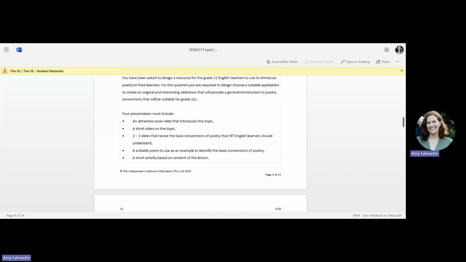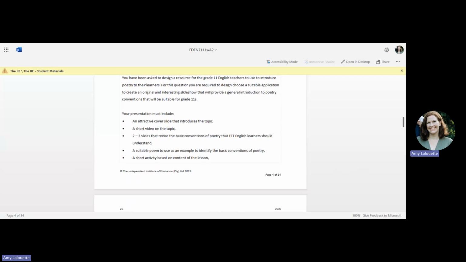Then, a short activity based on the content of the lesson. So the lesson is all about introducing poetry. You've got a poem. Now you design a short activity for the learners to do. So you can just do a basic worksheet. That's not terribly interesting. You can just have question 1, what is? Question 2, how do you? That's not a terribly interesting way.